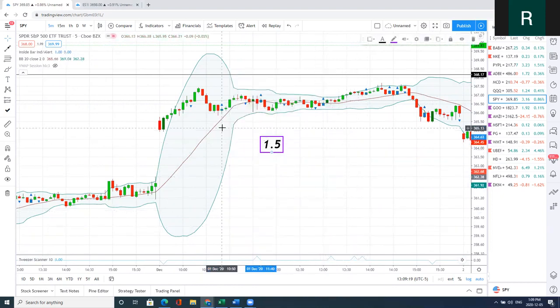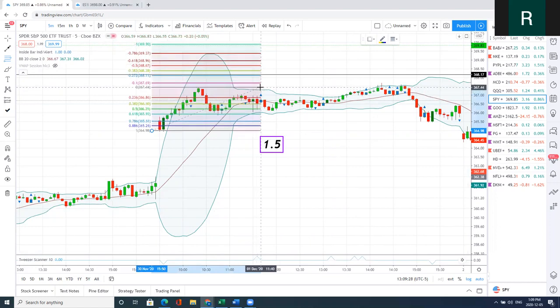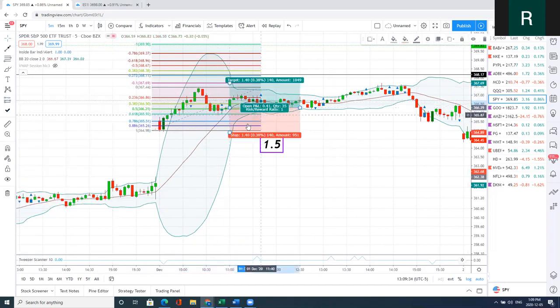What's the next setup? The next setup is something that I talk about all the time. It's the mid Bollinger Band with the fibs. So if we just draw the Fibonacci from the low to the high here, we have a beautiful 618 setup. And again, I'm going to be showing you guys the candlestick entry here, how you can get involved with the candlestick.